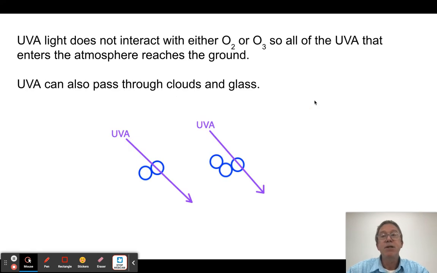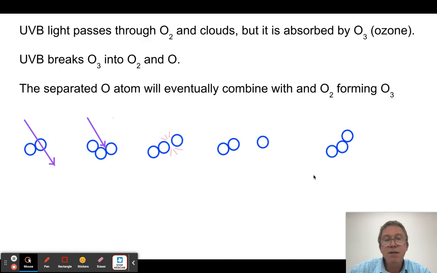Now, let's talk about what happens with UVA light. UVA light, which is the kind that causes tanning but not cancer, passes right through nitrogen, right through O2 oxygen, and right through O3 ozone. Passes right through it, comes to the ground. Basically, the stratosphere doesn't block it. But it's a very different story when it comes to UVB light, fortunately.